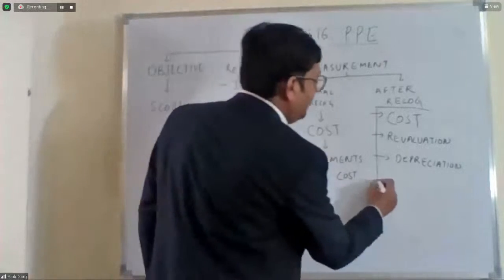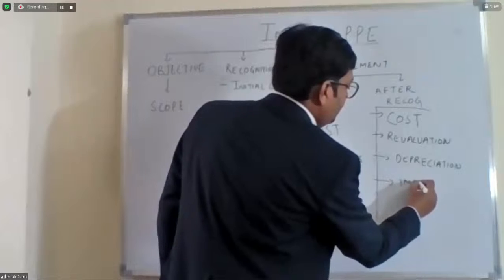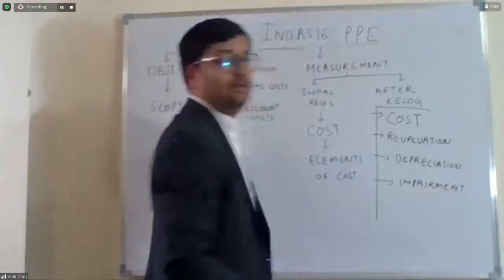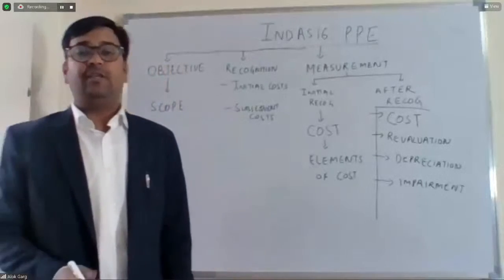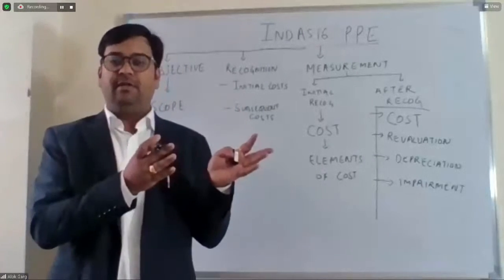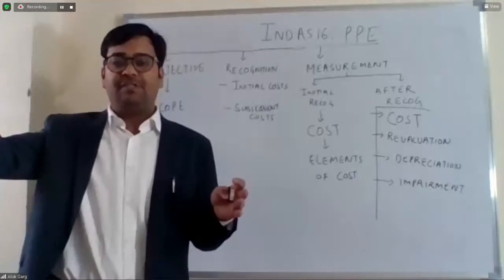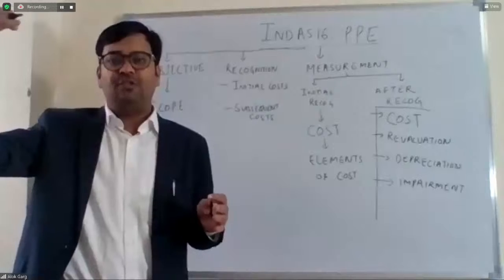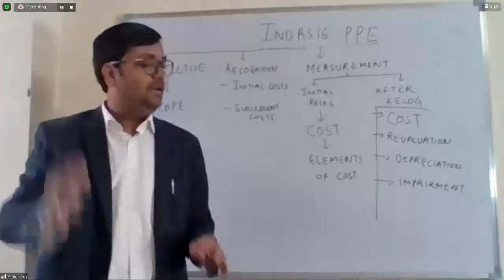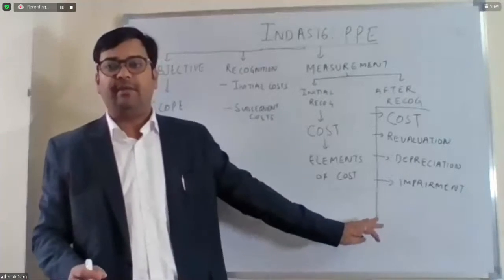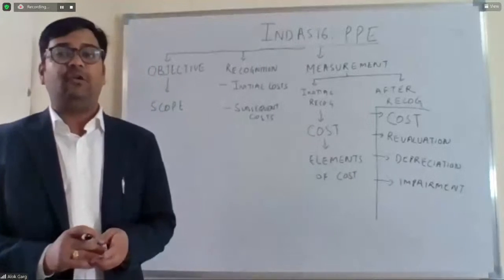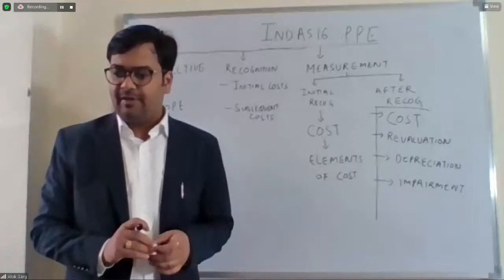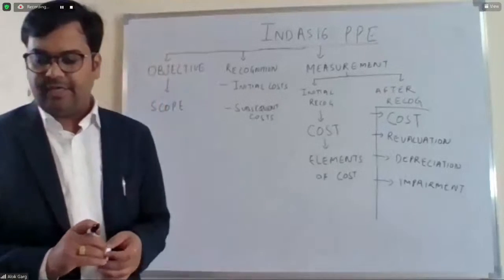Then we will be discussing impairment. Impairment is also a kind of excess depreciation. You are required to see whether the value in my books is higher than the value in the market. I mean to say the recoverable value is lower, but the carrying value is higher. It means there is a need for impairment. So we will be discussing impairment also under this particular standard.